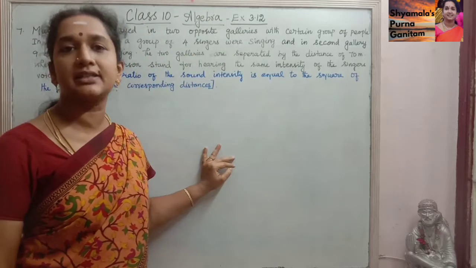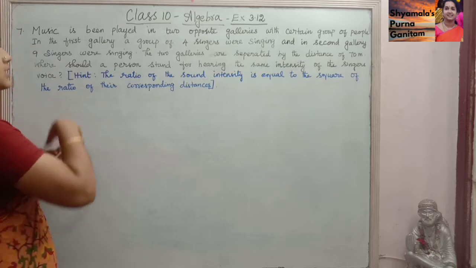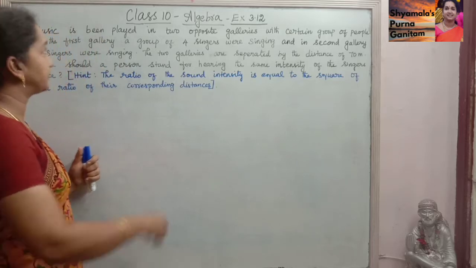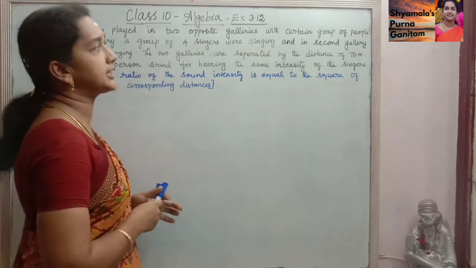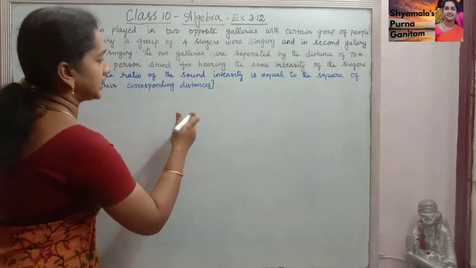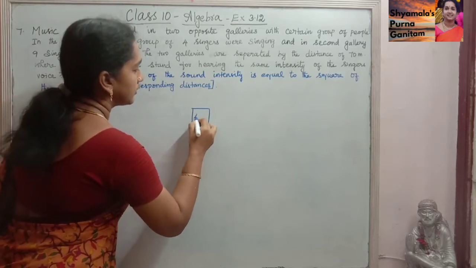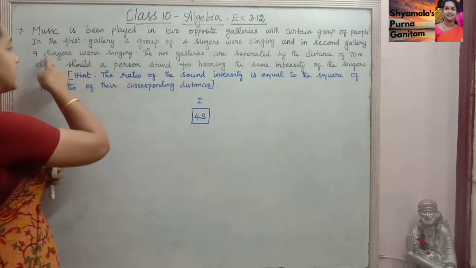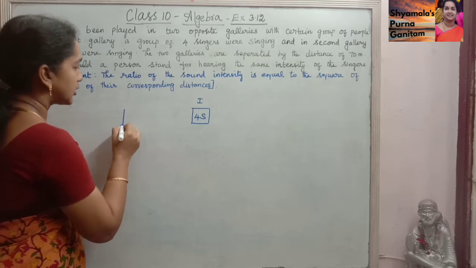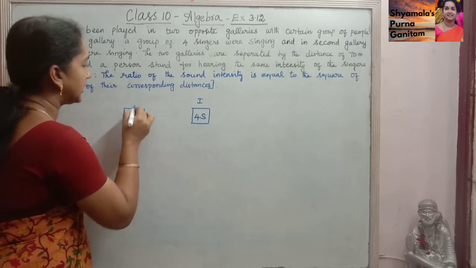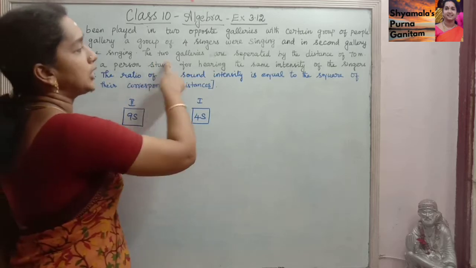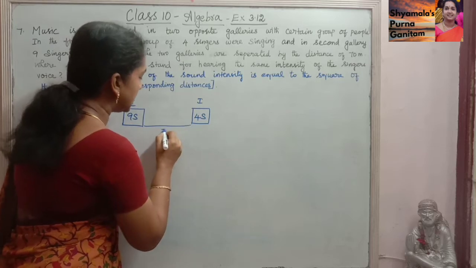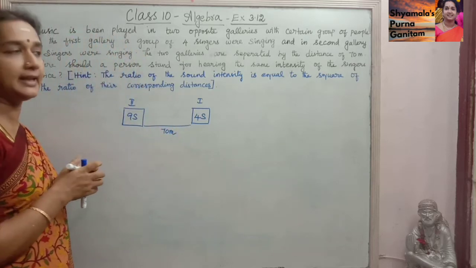Third chapter, Algebra, Exercise 3.12, seventh sum. Music is being played in two opposite galleries with certain groups of people. In the first gallery, a group of 4 singers are singing. In the second gallery, 9 singers are singing. The two galleries are separated by a distance of 70 meters.